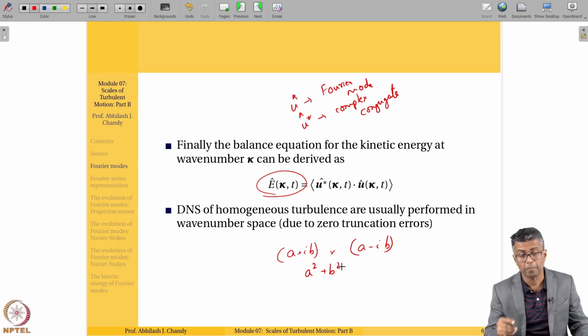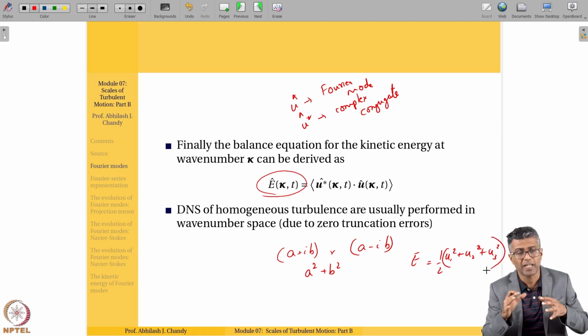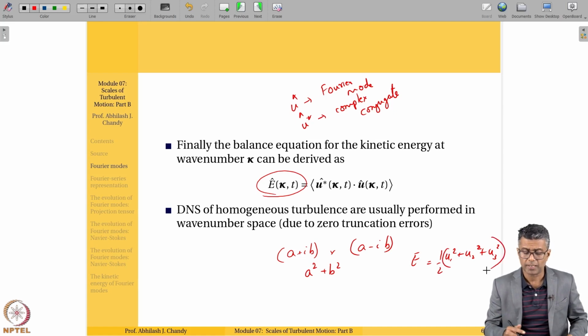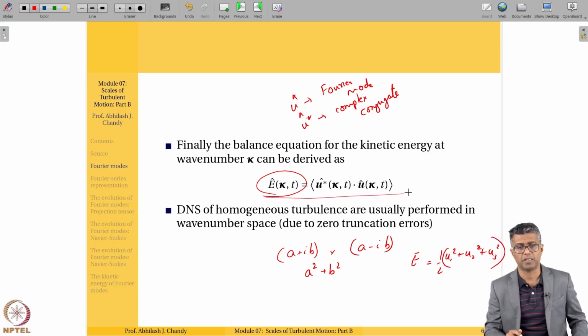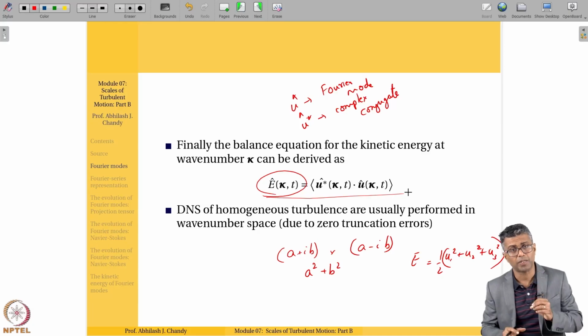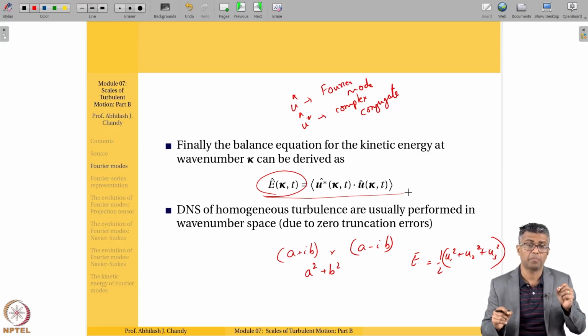Now, if you have multiple components, you will have to take those multiple components together. So essentially the kinetic energy in physical space is what? It is u1 squared plus u2 squared plus u3 squared, isn't it? Of course, there is a half in there, since this is kinetic energy per unit mass. But if you leave that half aside, half is just a constant, then your kinetic energy in Fourier space is represented by, again, this is not the exact equation, we will come to that later, u hat star times u hat. Again, a complex number multiplied by its conjugate.